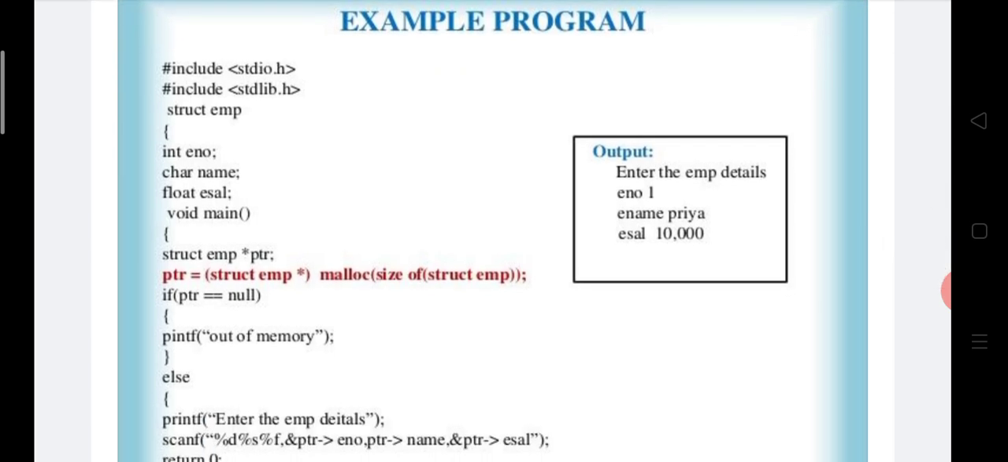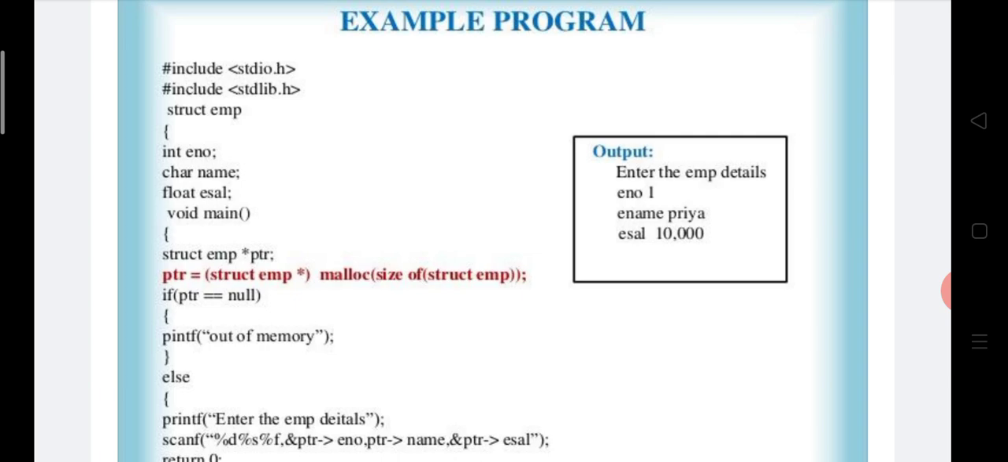Now we can see one example. First we declare one structure. Inside the structure there is an integer type variable eNumber, a character type variable name, and eSalary, which is a float type variable. Inside main, first we create one pointer ptr by using emp. Here emp is a user defined data type, which is called typecasting.